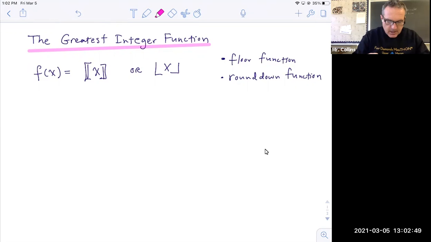First of all, it has a couple of different symbols. There's an X with a double bar, kind of a fancy bracket on either side. And right next to it, you can see an X where it's kind of like the absolute value symbol, but the bottom is turned in. Those are the two symbols you usually see for the greatest integer function. It also has different names. Some people call it the round down function because it takes numbers and rounds them down. In computer science, they call it the floor function.